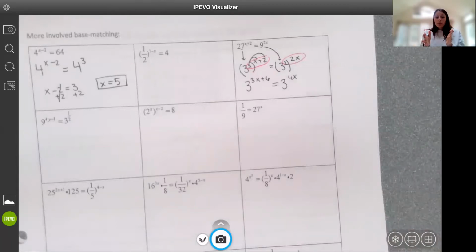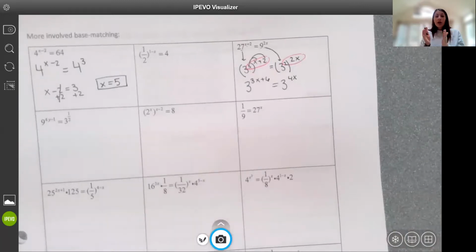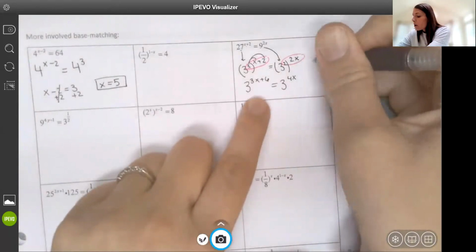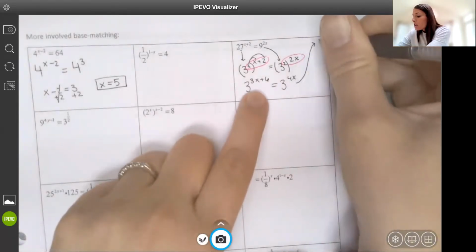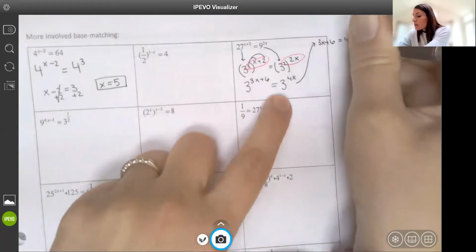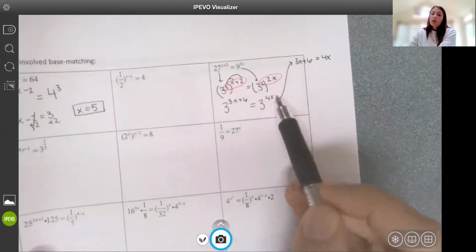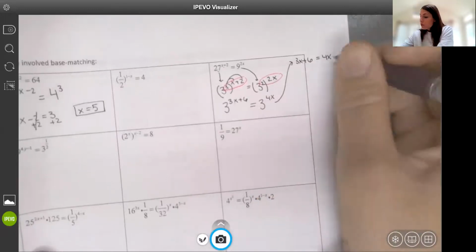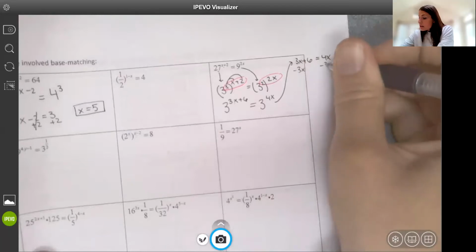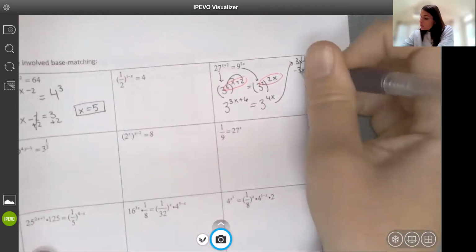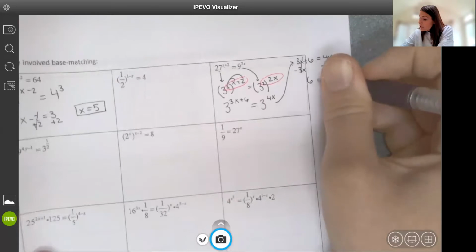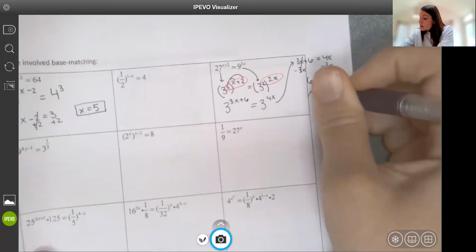As we get further along, that's going to be part of our goal: getting it down to 3 to some power equals 3 to some power. If that's true, then those powers must be equivalent. So now I'm going to take my exponents, 3x plus 6, and set it equal to 4x, because it would have to be the same value in order for it to be equivalent here. And I subtract 3x, and I get 6 equals x, or x equals 6.